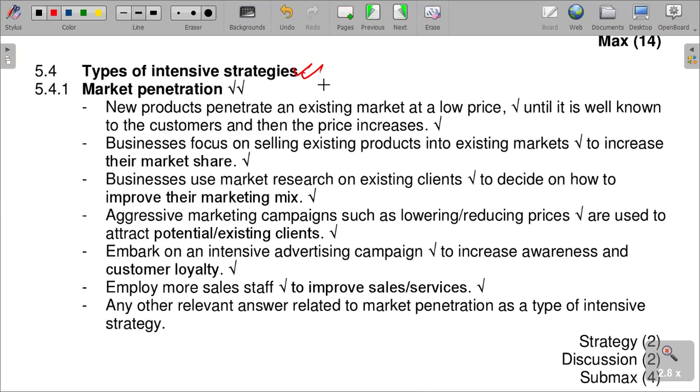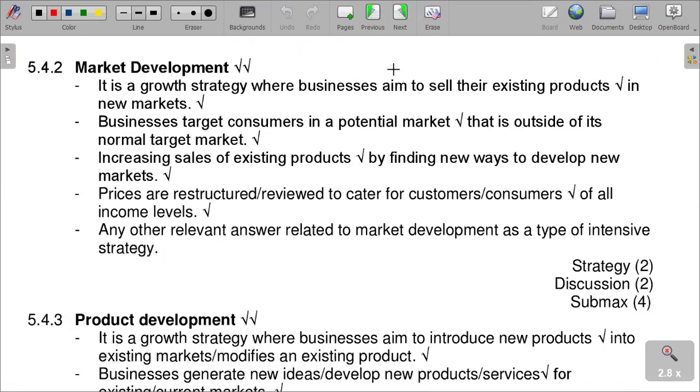Then in market penetration, businesses can also employ more sales staff to improve sales or services that are offered by the business.